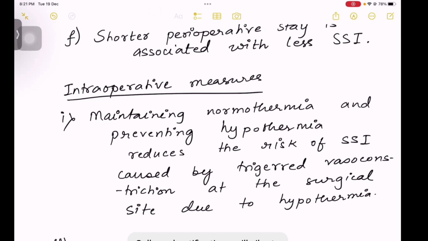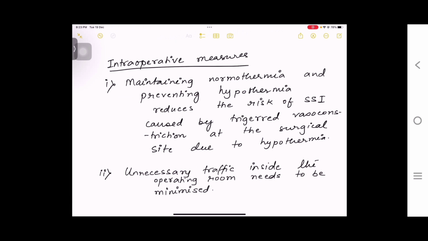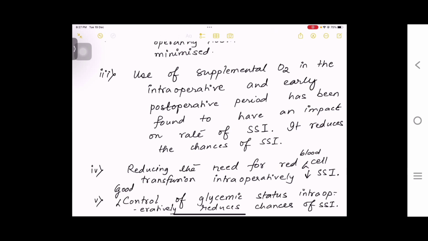Now, what are the intraoperative measures? First, maintaining normothermia and preventing hypothermia reduces the risk of SSI that is caused by triggered vasoconstriction at the surgical site due to hypothermia. And unnecessary traffic inside the operating room must also be avoided. Point number 3, use of supplemental oxygen in the intraoperative and early postoperative period has been found to have an impact on the rate of SSI. It reduces the chances of SSI. Point 4, reducing the need for red blood cell transfusion intraoperatively will decrease SSI. And point 5 is good control of the glycemic status intraoperatively, which reduces the chances of SSI.